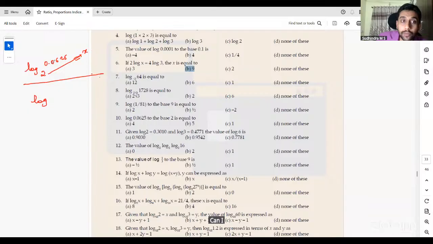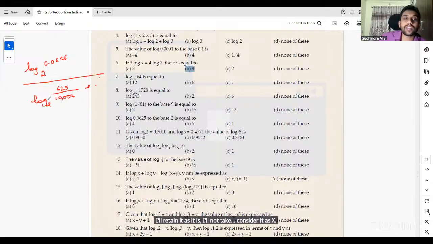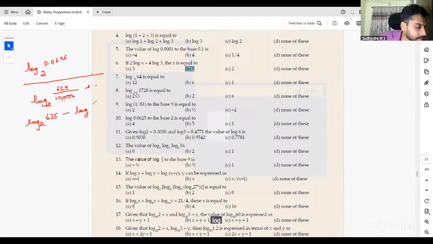Can I write 0.0625 as 625 by 10,000? Yes, sir. Yes, 625 by 10,000 to the base 2. I'll retain it as it is. I'll not consider it as x. Now, what is this? Log of m by n can be written as log m minus log n. Everyone? Yes. No, this again will not help me.